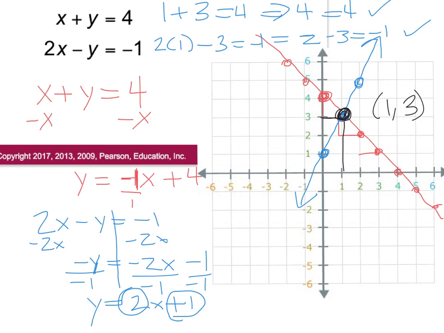I can also show you how to do this on your calculator. In order to do it on your calculator, you are going to first have to solve it for y. So you have two equations, y equals negative 1x plus 4 and y equals 2x plus 1. Let's do this on the next page.